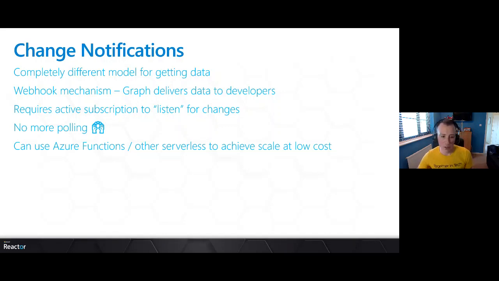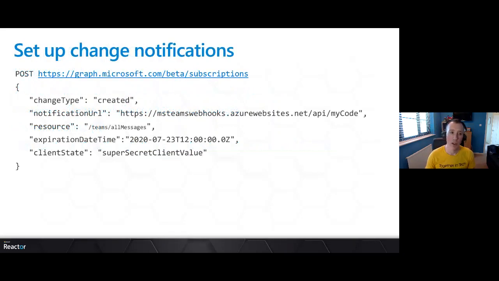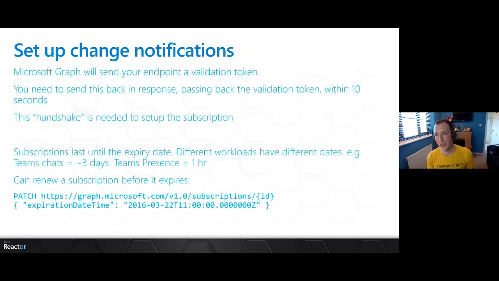So the way it works is you set up a change notification by sending a POST request similar to this one, where you say, this is what I want to be told about. So in this case, my resource is teams/all messages. You have to give it an expiration date time, and you post it off, and then Graph will send a validation token to your endpoint.